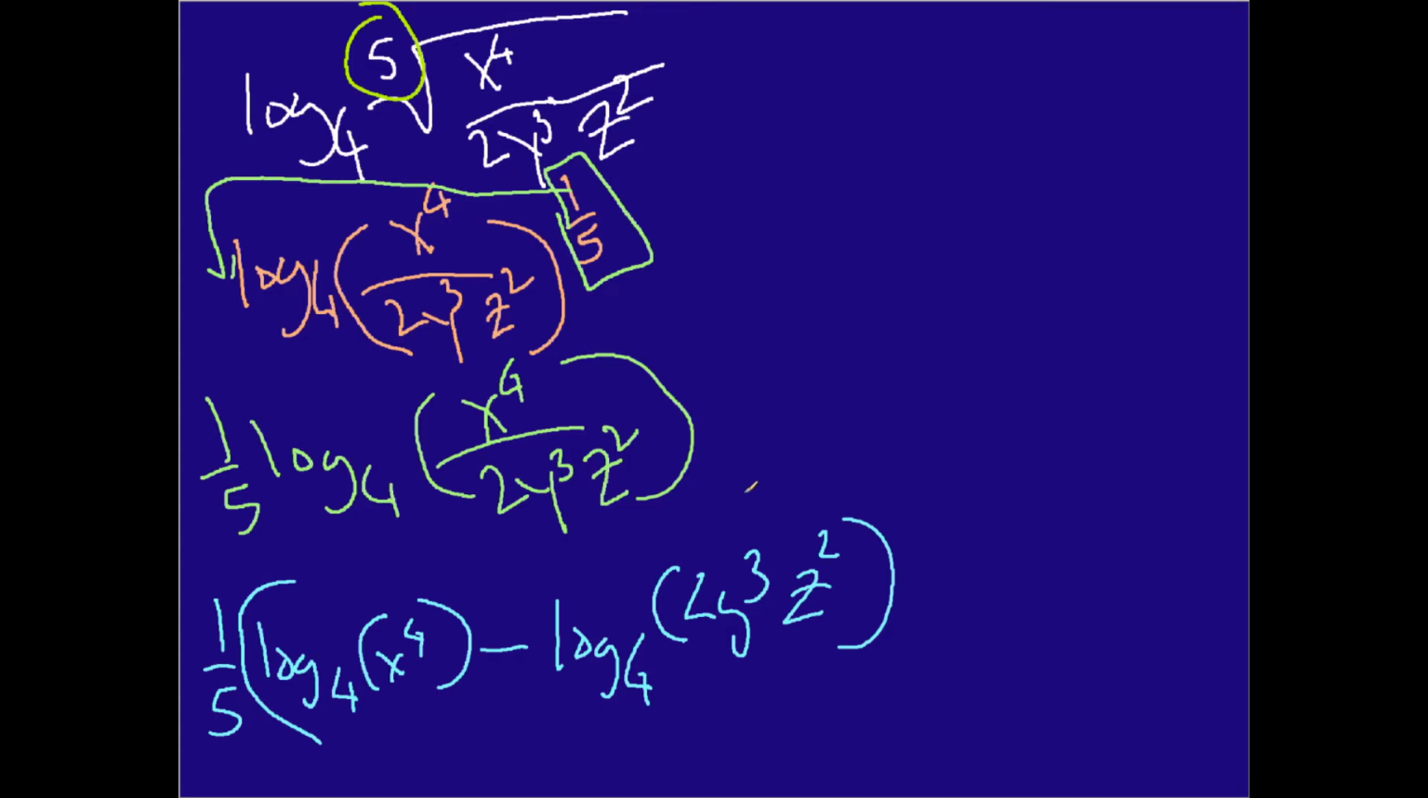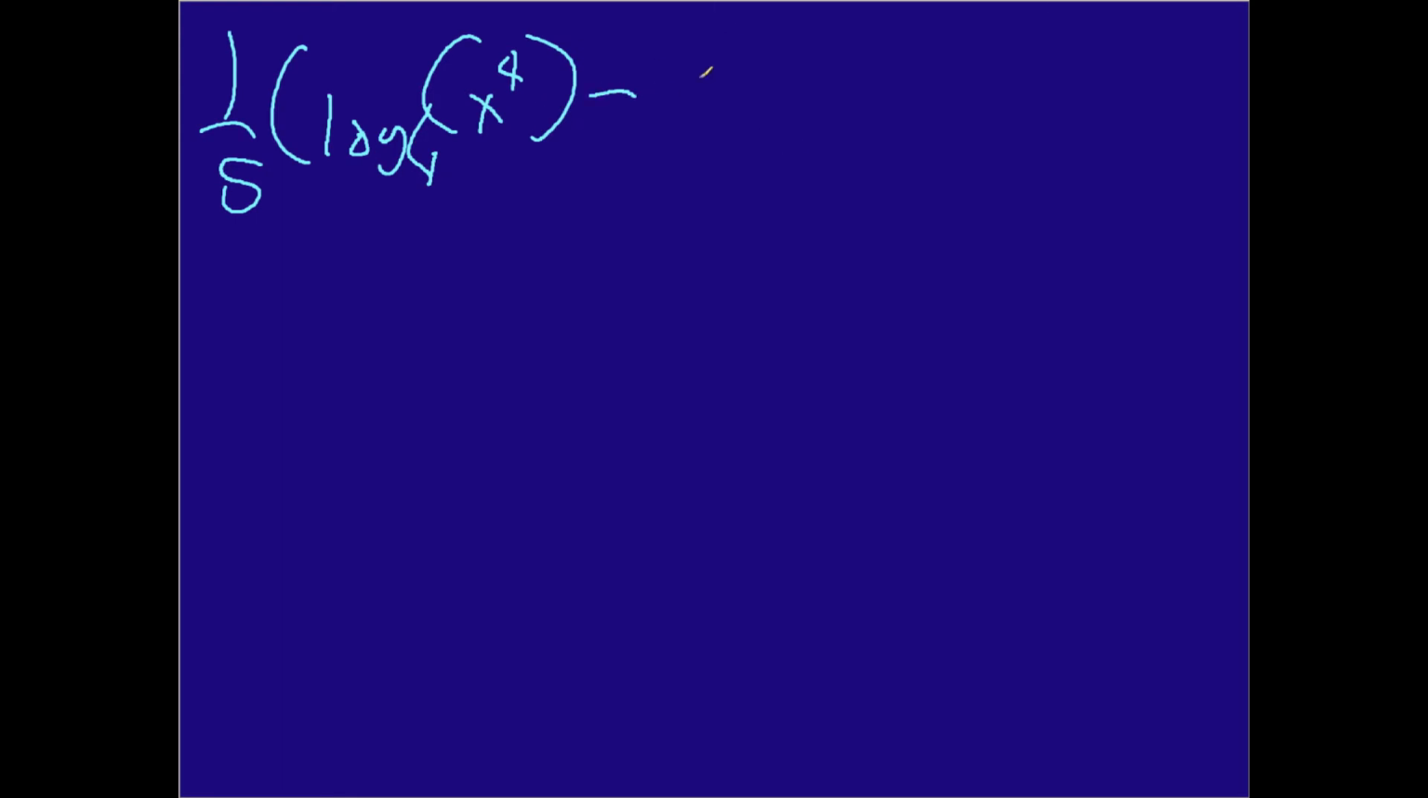So, we're making our progress here as much as we can. Let me go ahead and move to the next screen because I'm running out of space. I will rewrite this. So I have 1/5, then log base 4 of x to the 4th in parentheses, minus log base 4, and inside that we have 2y to the third and then z squared, like so. So that's the quotient property.